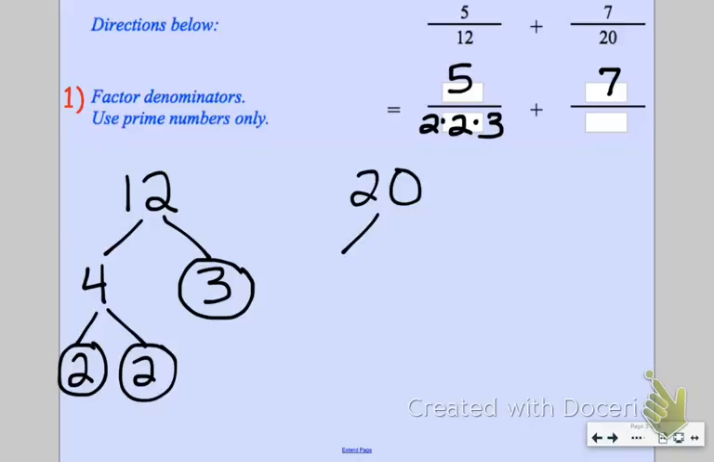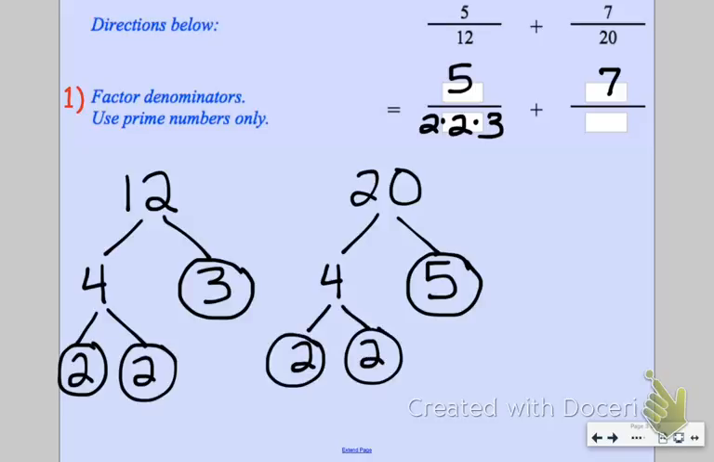Then I'm going to do the same for 20. So 20 can be broken down into 4 times 5. 5 is a prime number. 4 can be broken down into 2 times 2. So my prime factorization for 20 is going to be 2 times 2 times 5.